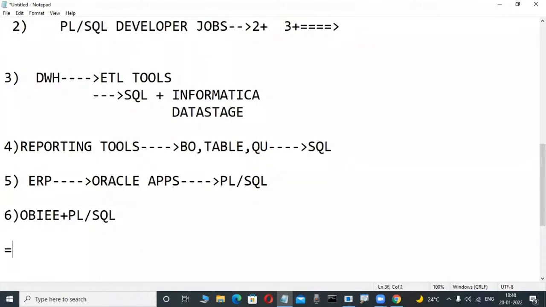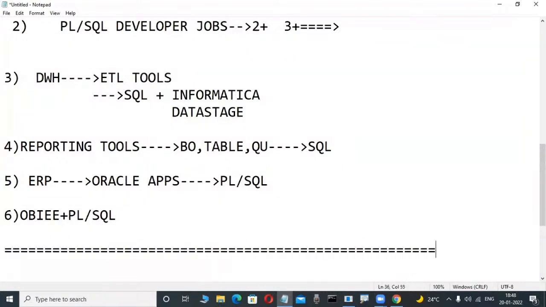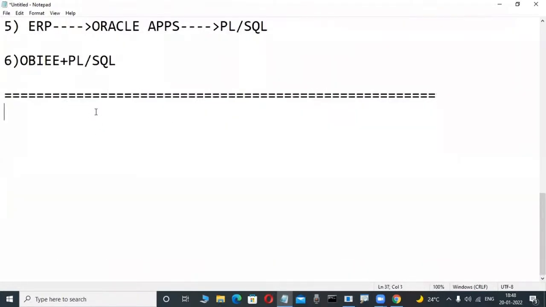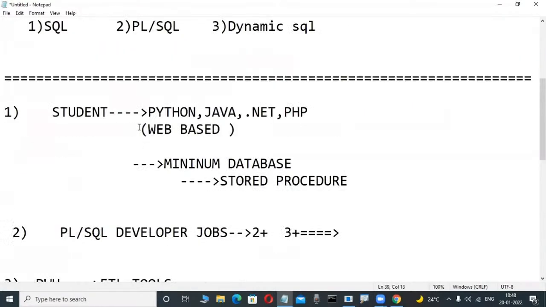Suppose you are not interested in the programming side. If you want the administration side, you want jobs there. In that case, DBA courses are there: Oracle DBA, SQL Server DBA, MySQL DBA, database administration courses. For these persons also, minimum knowledge is required before learning those courses. Minimum SQL knowledge is required. These persons also learn these types of courses.